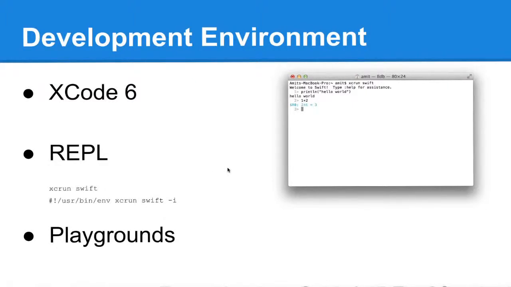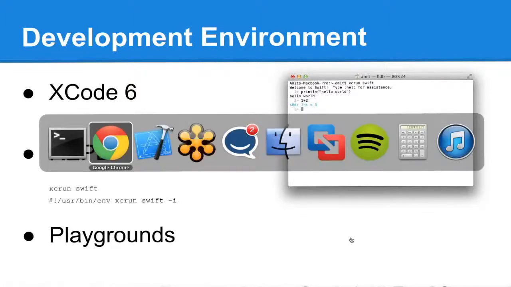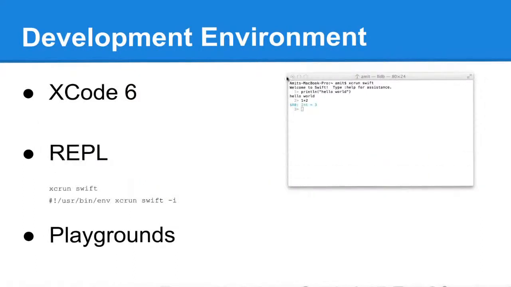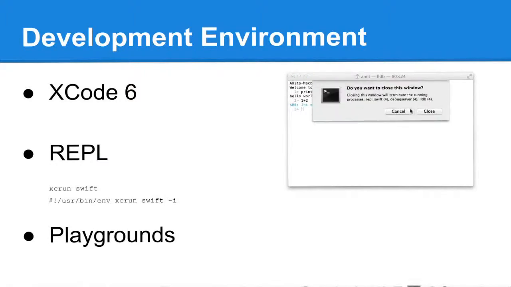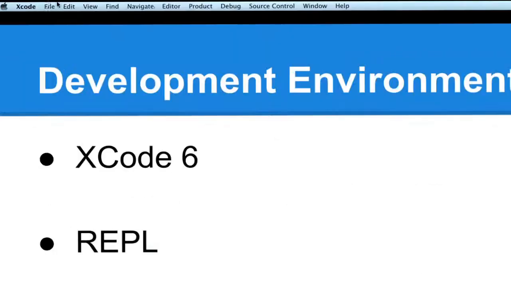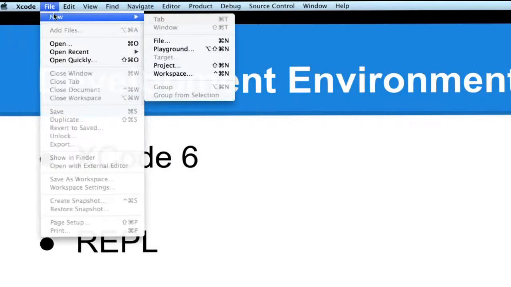And the third thing, the thing that I think is the coolest thing about the Swift environment, are playgrounds. This is new in Xcode 6, and it's kind of like a REPL, but much more interactive and rich. It lets you see code as it's executed in real time. That's what I'll be using for the entirety of this talk. I'm going to go to Xcode and create a new playground.